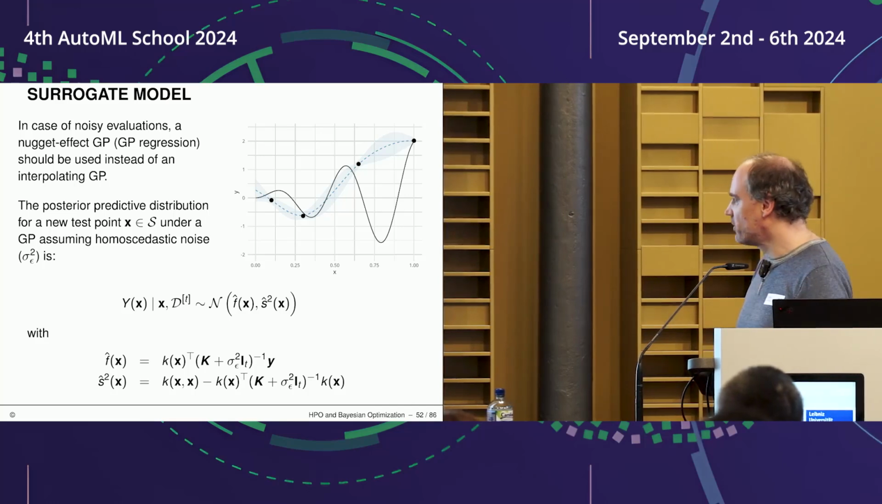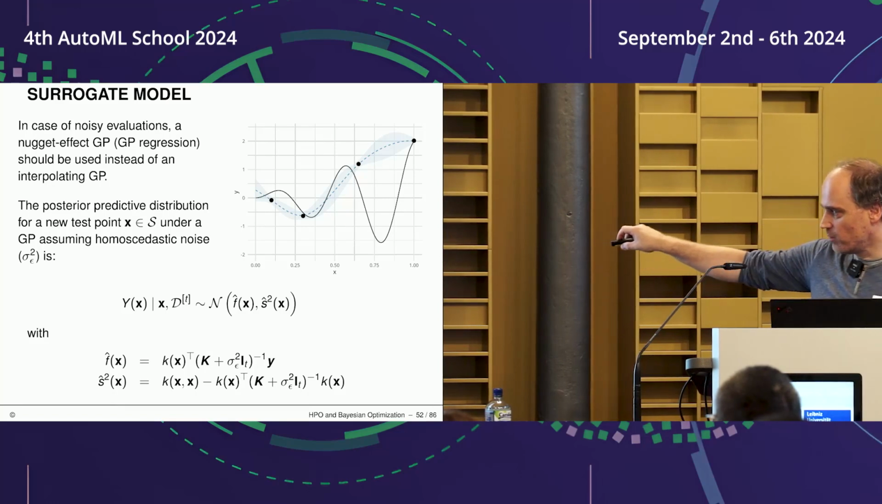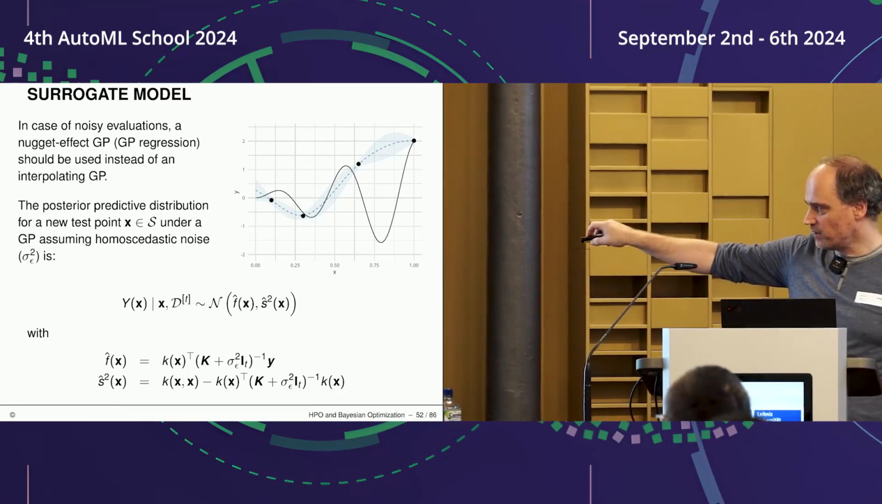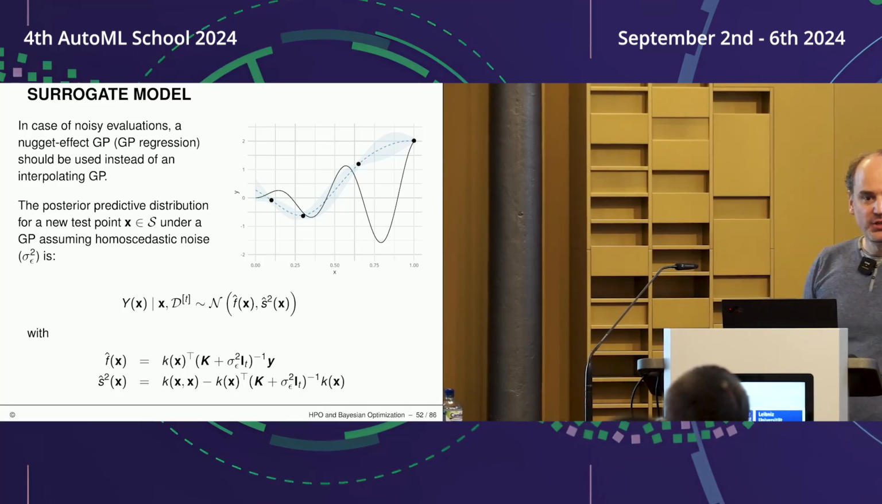Maybe I should have stayed on this slide here, with all of the formulas on it. So here you can see how you go to the regression model, adding something to the diagonal of my kernel matrix before it's inverted.